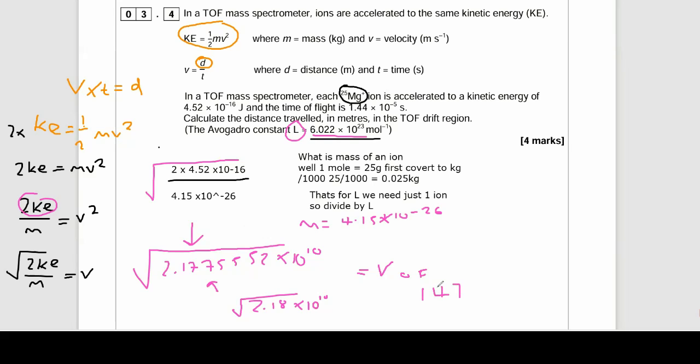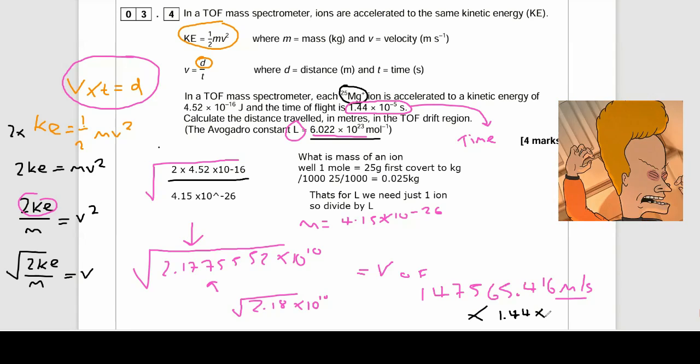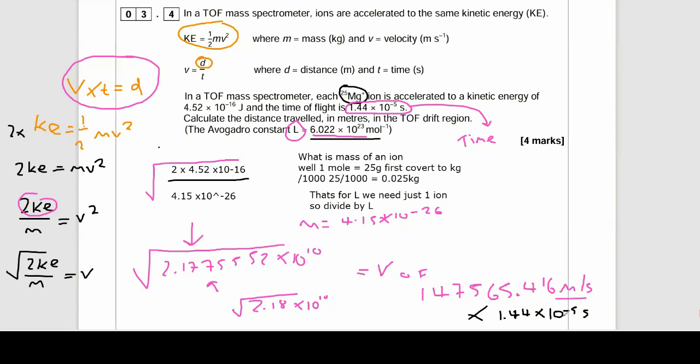So our velocity of the one magnesium 25 plus ion is 147565.416 meters a second. So it's basically doing 147,565 meters a second. We've got its velocity, right? Now we need to multiply the velocity by the time, which was 1.44 times 10 to the minus 5 seconds, I believe, minus 5, or is that minus 3? My eyes are deceiving me. And if we times the velocity by the time, we're going to get the distance of the tube.